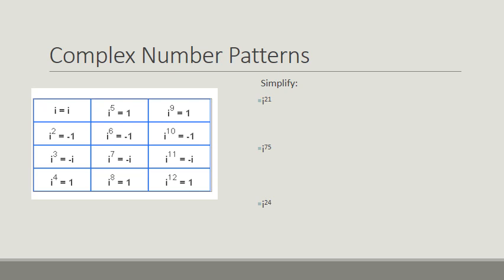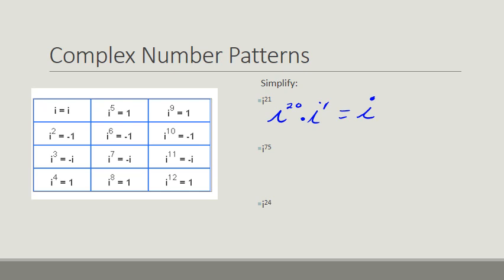It always repeats itself. So if I was going to simplify i to the 21st, I would look at what the closest multiple of 4 is. So this is i to the 20th times i to the 1st. Okay, i to the 20th is a multiple of 4, so it's just 1. Then i to the 1st is i, so this simplifies to i.